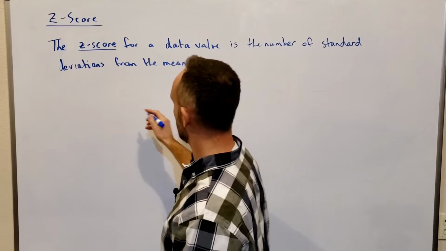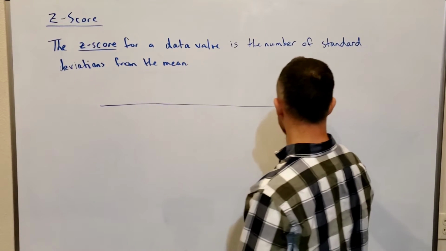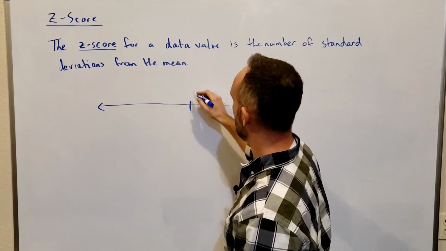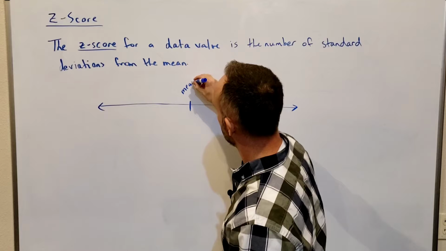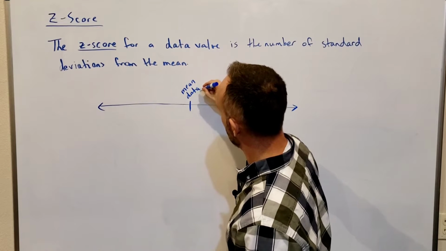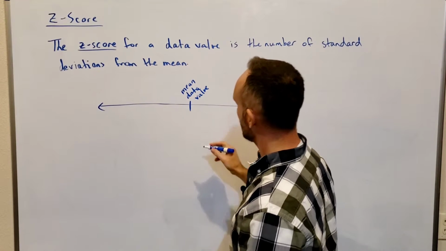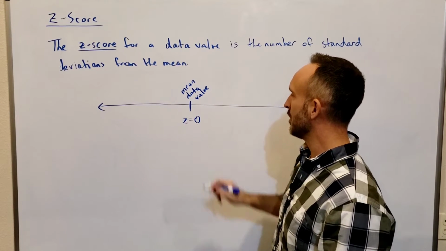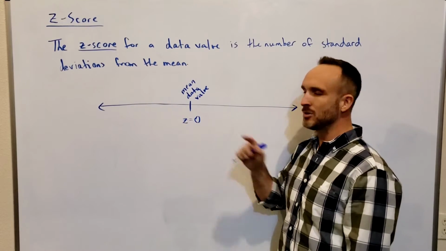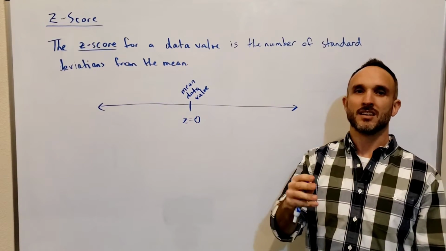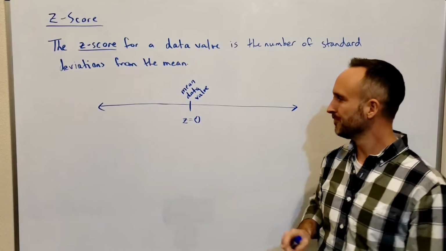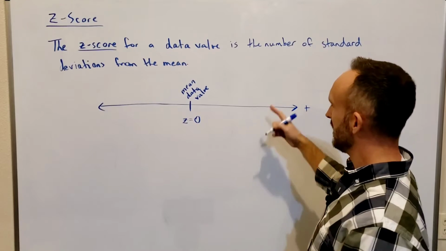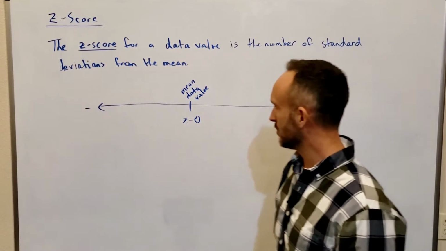If you were to look at this on a scale, let's say the mean data value is in the middle here. Well, the z-score for the mean would be 0, and we write that as z equals 0, because it's 0 distance from itself. As you deviate to the right, you have positive z-scores, and as you deviate to the left, you have negative z-scores.